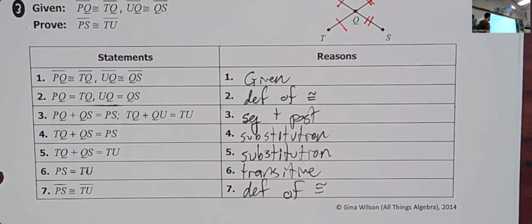5 is the same thing. It's just taking this other one, TQ plus QU equals TU, but QU and QS have been swapped around. QU is the same as UQ, by the way. So those 2 things got swapped out. And now it's TQ plus QS equals TU. So we have substitution again. The next one, well, there's only 2 left, by the way. We only have 2 left after that.